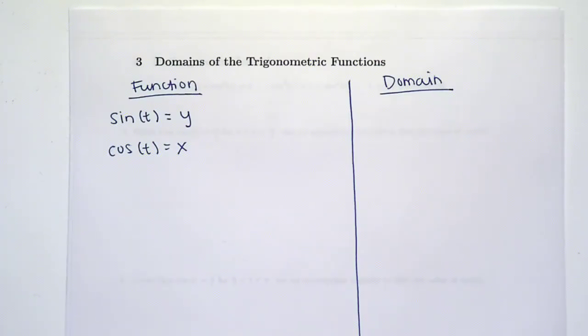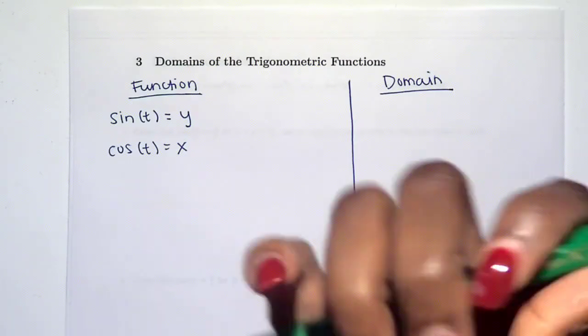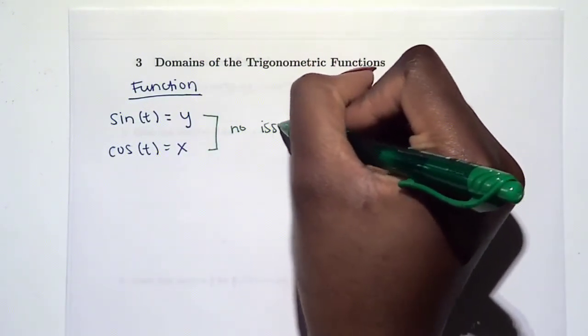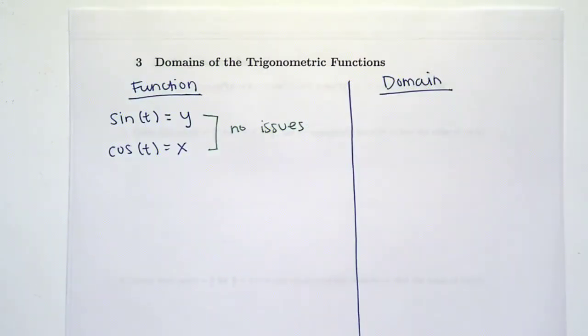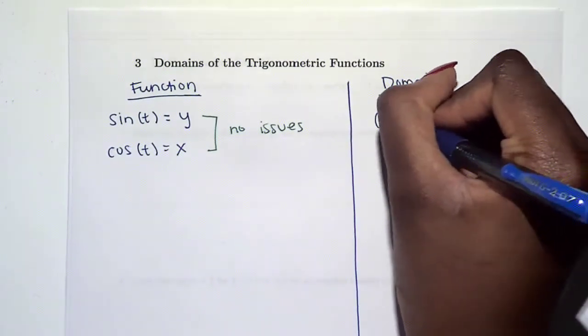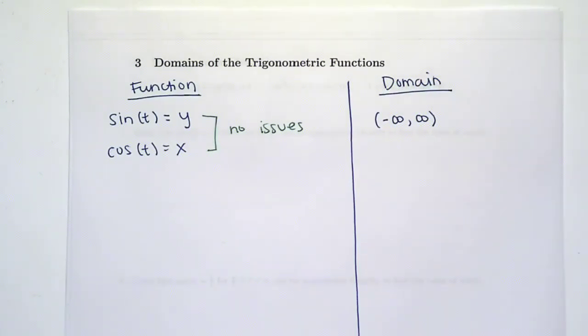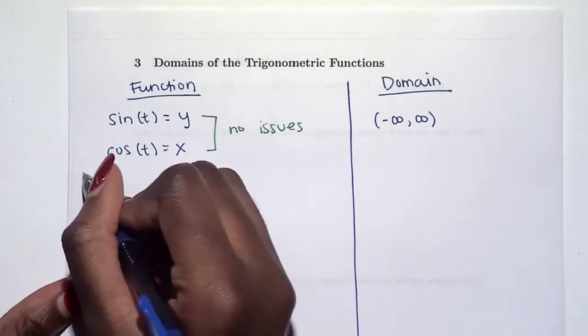So we actually have 0 issues with plugging in any t value. We're going to get whatever the x value is and whatever the y value is, so we don't have any issues with this. If you try to take sine of something or cosine of something on your calculator, you can choose whatever numbers you want and you will get an answer. So the domain for sine and cosine is all real numbers, from negative infinity to positive infinity. This should be the easy one to remember.